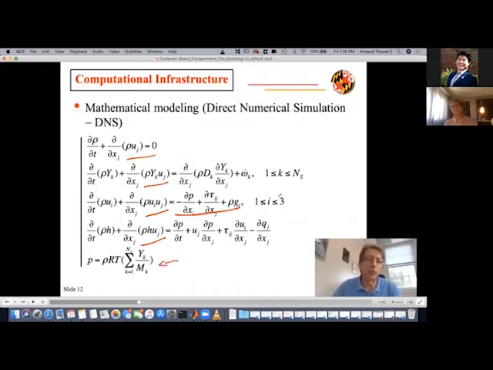Okay, all these equations are well known. They've been known for some time. The problem is that they correspond to a complex set of coupled governing partial differential equations, and these equations cannot be solved by hand, and we need the help of a computer to be able to simulate fire behavior.